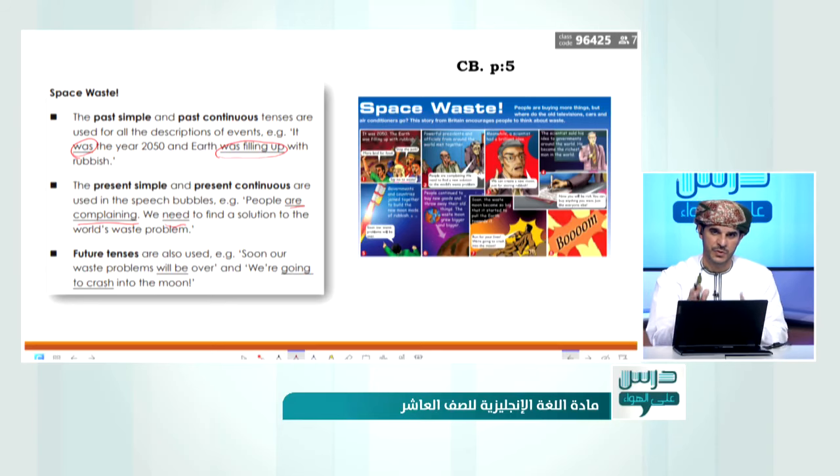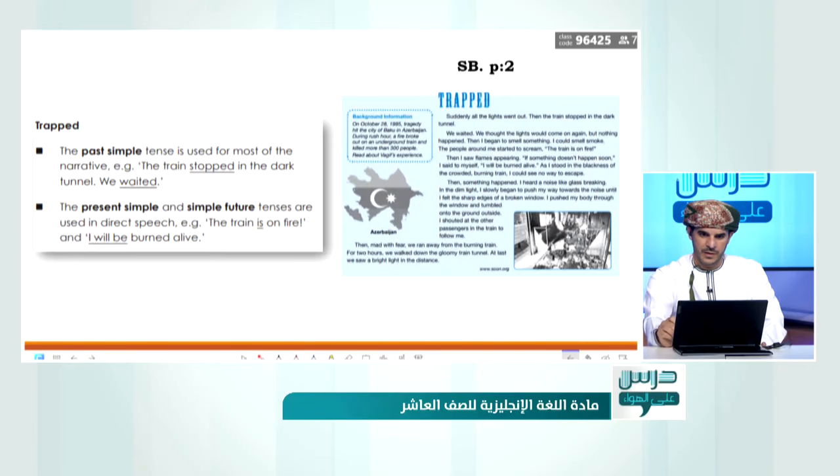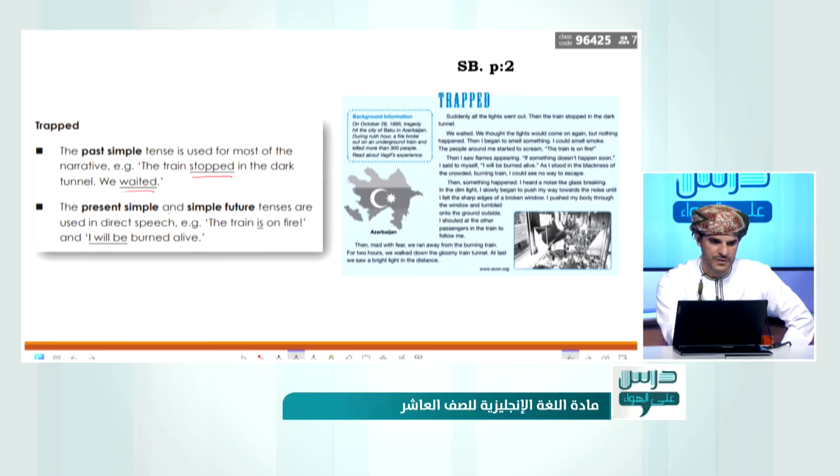Again, direct speech, use present tense. Future tenses here are used. Soon our waste problems will be over and we are going to crash into the moon. So let's go to the third story. Let's see the past tense here. Most of the narrative used past simple here, like the train stopped in the dark. We waited, past simple. The present simple and simple future tenses are used in direct speech.